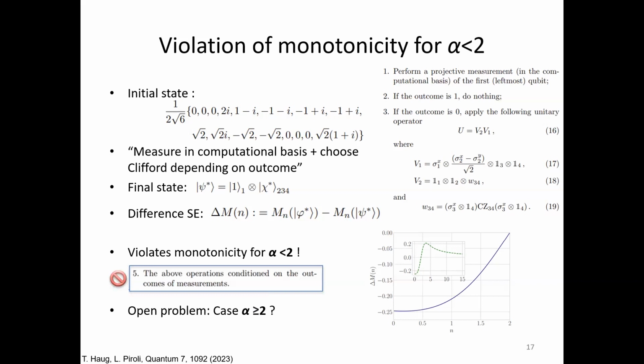We find that if alpha is greater or equal than 2, we get no violation anymore for this state. And we also checked extensively for other states and couldn't find any counterexample. So what's with this case alpha greater or equal than 2? It's not clear. It may be a monotone or not a monotone, but this is an open problem for which we do not have an answer yet.